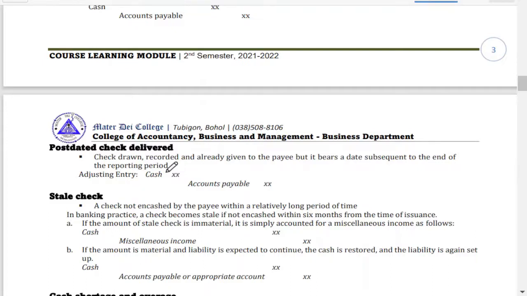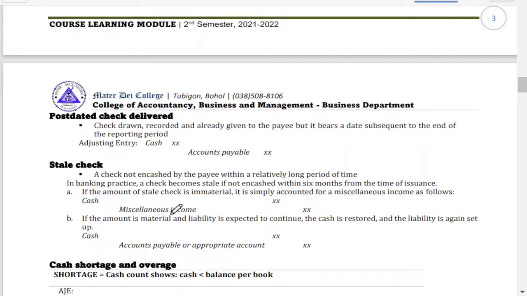Then, the stale check is a check na hindi na-encash ni payee. Natanggap na ni payee, pero pwedeng misplace niya, nakalimutan niya ipa-encash. So, per banking practice, the check is treated as stale if hindi pa siya napapa-encash within 6 months from the time of issuance. So, therefore, hindi na valid yung check for encashment kung naging stale na siya.